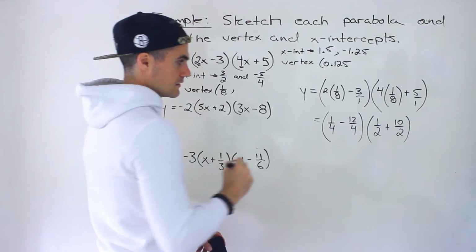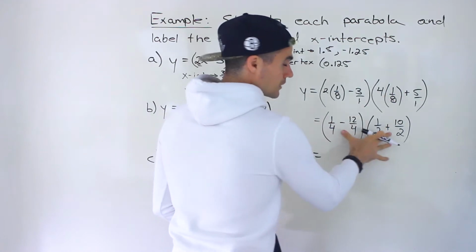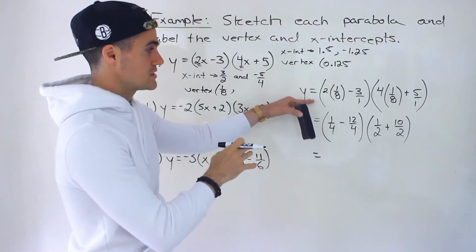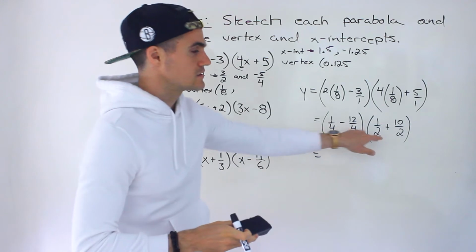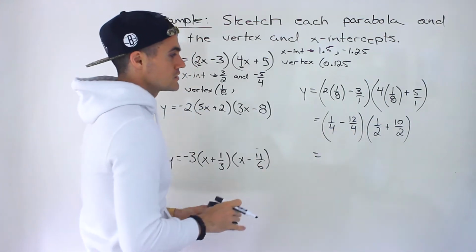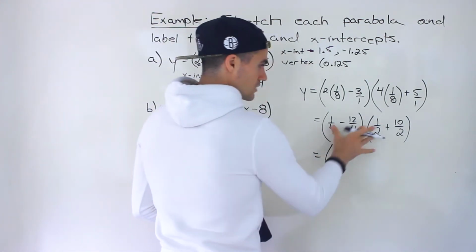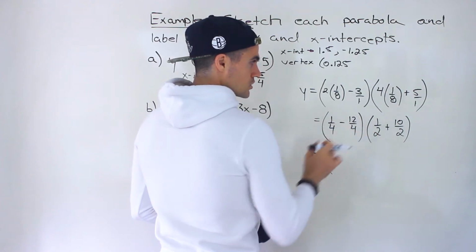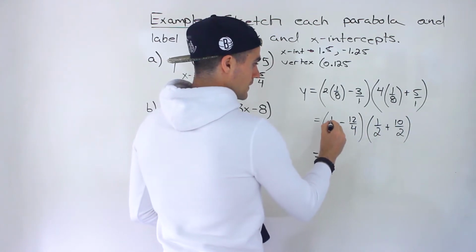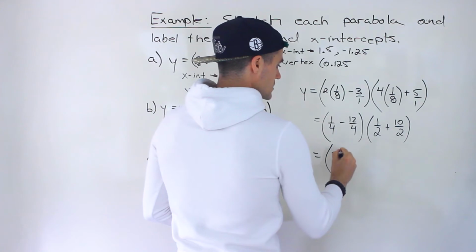By the way, I'm kind of skipping a lot of steps here, so if you want to take a few more lines to get to these parts, feel free to do so. Just make sure that whichever way you're doing it, you're getting the same values that I'm getting here. Now, 1 minus 12 would give us negative 11.